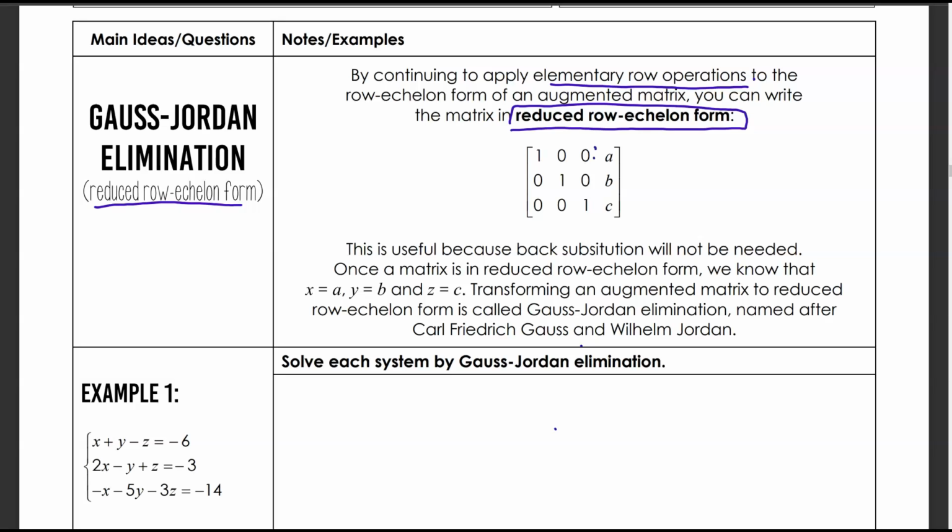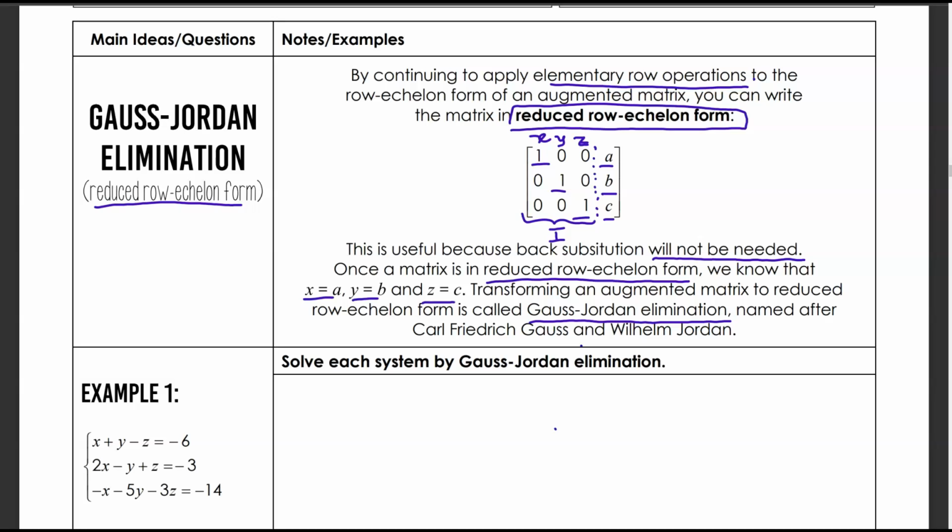Notice what that looks like. Notice that if I did a dot, what do we have here? What does this look like? I hope you're looking at them like, whoa, that looks like the identity matrix, because that's exactly what it is. This is useful because substitution will not be needed. Once a matrix is in reduced row echelon form, we know that x equals A, y equals B, and z equals C. Remember, this is our x column, our y column, our z column, and notice how we have that one-to-one correspondence there. So transforming an augmented matrix to reduced row echelon form is called the Gauss-Jordan elimination.